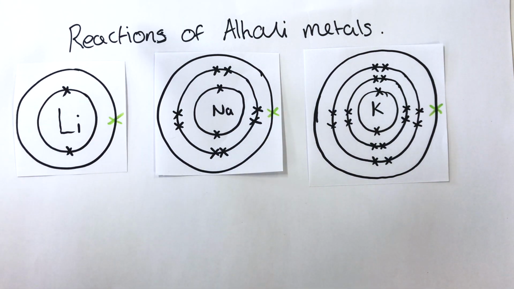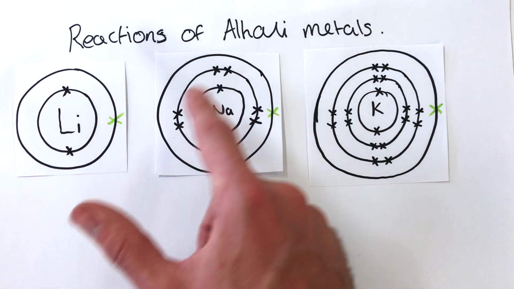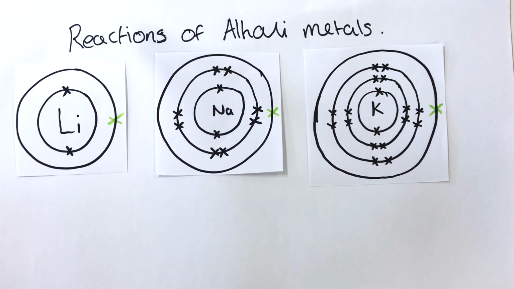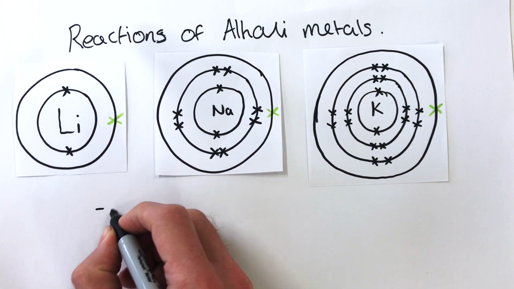To explain the reactivity, we need to focus in on these structures. So we need to think about the number of shells these atoms have got and the number of electrons they've got. So we're saying that reactivity increases from lithium to sodium to potassium. Now that's increasing reactivity as we go down group 1. Now if you look, as you move across, you get more electrons.